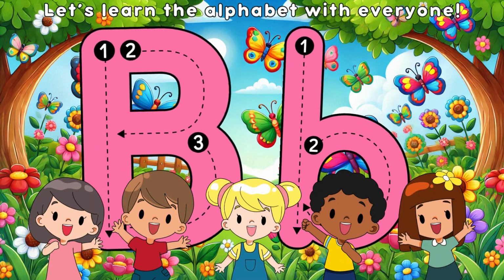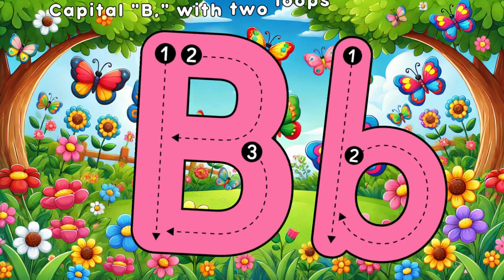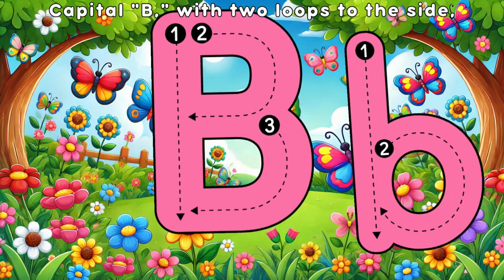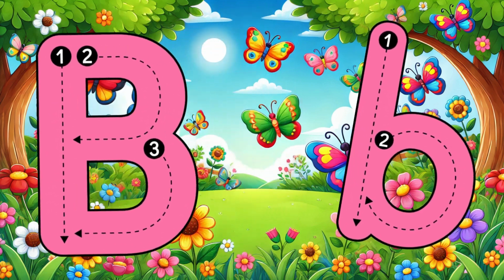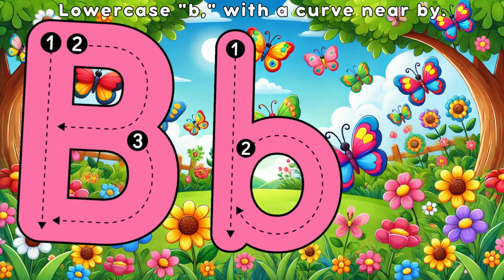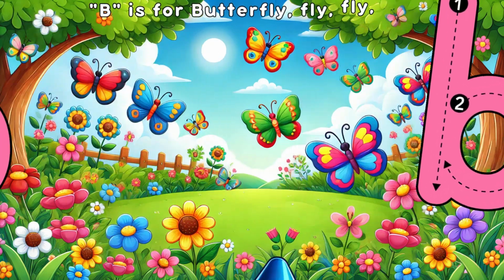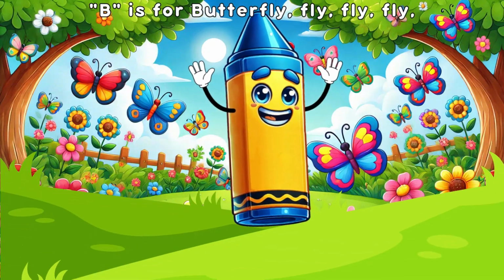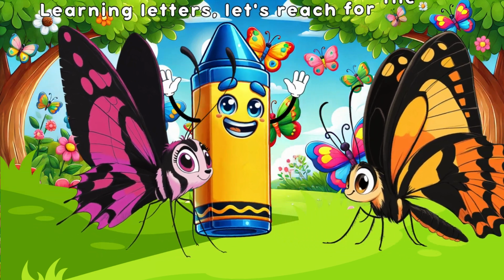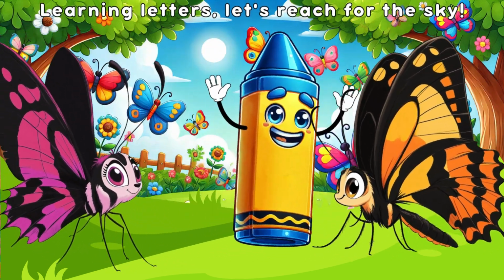Alphabet with everyone. Capital B with two loops to the side. Lowercase b with a curve nearby. B is for butterfly, fly, fly, fly. Learning letters, let's reach for the sky.